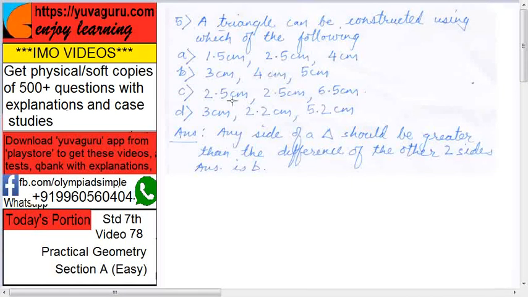In all others, the side is less than the difference. 6.5 minus 2.5 is 4. So 2.5 is less than this. 5.5 minus 2.2 is 3. So, see, this is equal. Even equal is not allowed; it should be greater than. Right? 4 minus 2.5 equals 1.5. It's equal. Equal is not allowed. So, the answer is D only.